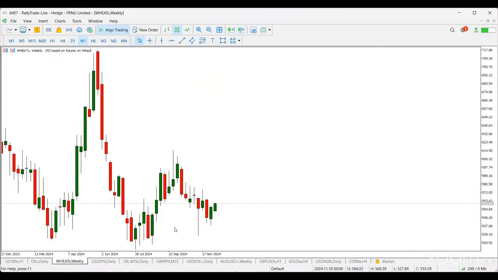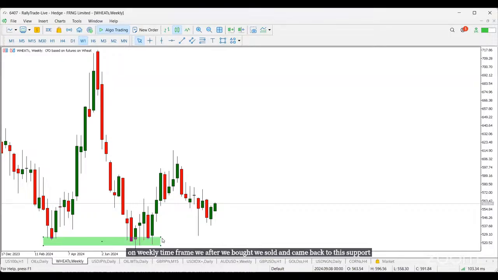This one here is the weekly time frame, right? Wheat has really sold on the weekly time frame. After we bought, wheat sold and came back to this support, where it was rejected. There was a lot of rejection on this support here, right? And wheat has rejected this point here.